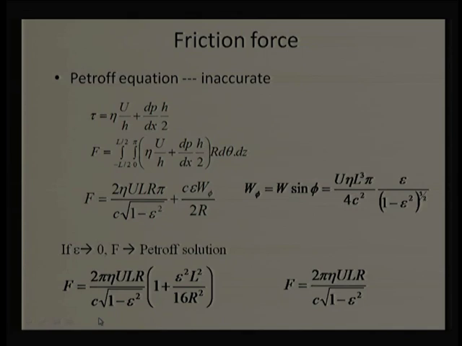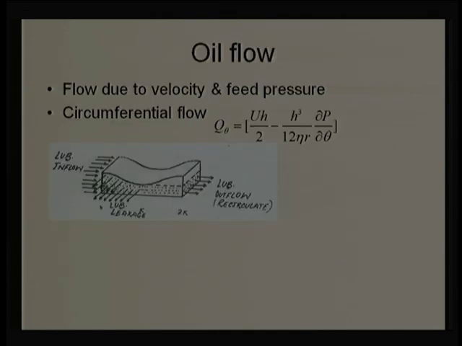That is why in our calculation, we are going to estimate f as 2 pi into eta into L into r u into r divided by c and square root of 1 minus epsilon square. So, this is a simple friction expression we can utilize. Now, we were discussing the friction force from the temperature point of view.